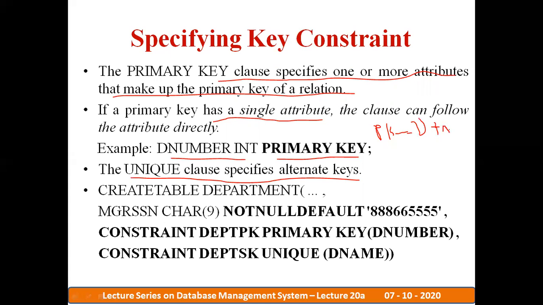I'm writing it as NN. Okay. So primary key will have two constraints. One is the uniqueness constraint, the second one is the not null constraint. Here you can see, we are creating the table department.